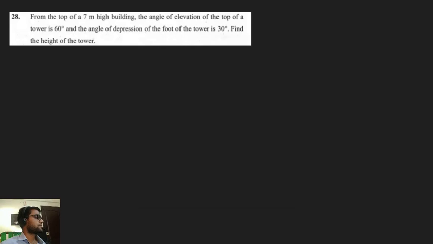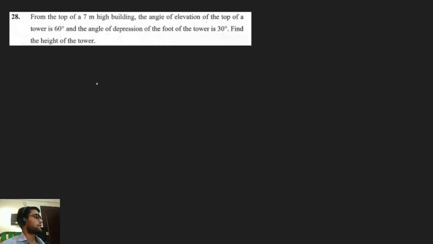The given question is, from the top of a 7-meter high building, the angle of elevation of the top of a tower is 60 degrees and the angle of depression of the foot of the tower is 30 degrees. Find the height of the tower. So from the given information, we have to find the height of the tower.